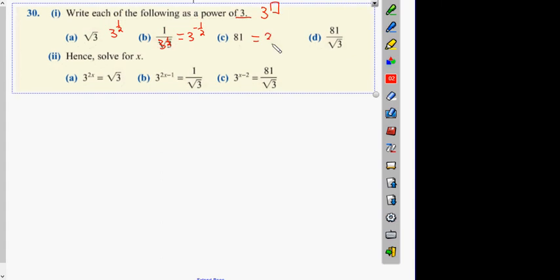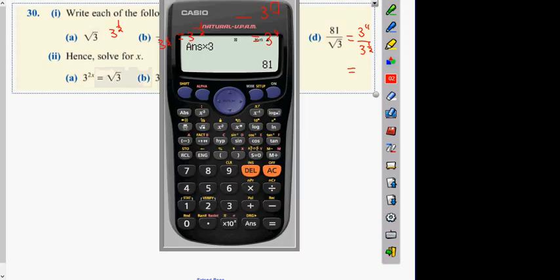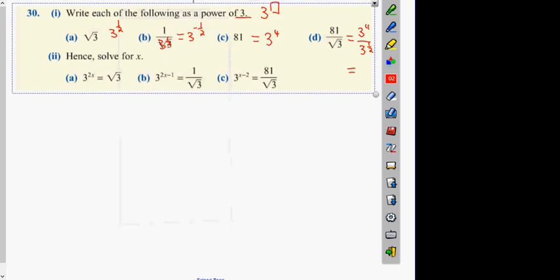Now, when it's 3 to the power 4, the next one we're asked to do is 81 over root 3. Can you tell me how to do 81 over root 3? It would be like 3 to the power 4 over 3 to the power of a half, and then the answer would be 4 minus a half. Into the calculator with 4 minus a half, which is 7 over 2, or 3 and a half. So 3 to the power 7 over 2.